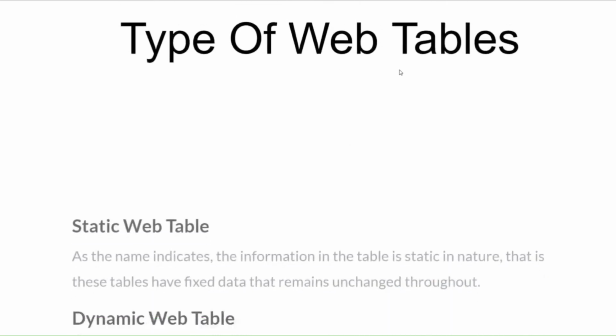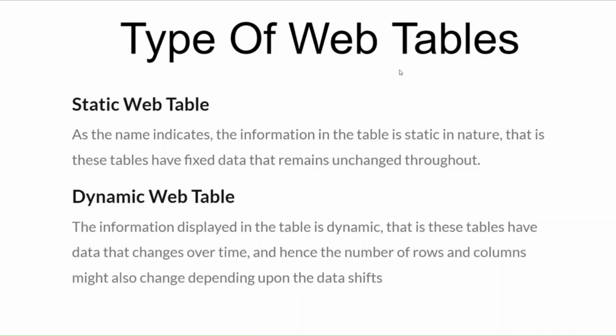Now, there are two major types of web tables, which are static and dynamic. As the name suggests, static tables are tables where the data remains constant, that is, it's not going to change. So we can simply access the content of this web table by using the row number and the column number because rows and columns are fixed here. Then come the dynamic tables. Dynamic web tables are those where the content of the web table keeps on changing. That is, the number of rows and columns can also vary and the content can also vary. Now let us see how we can do it with the help of a practical example.